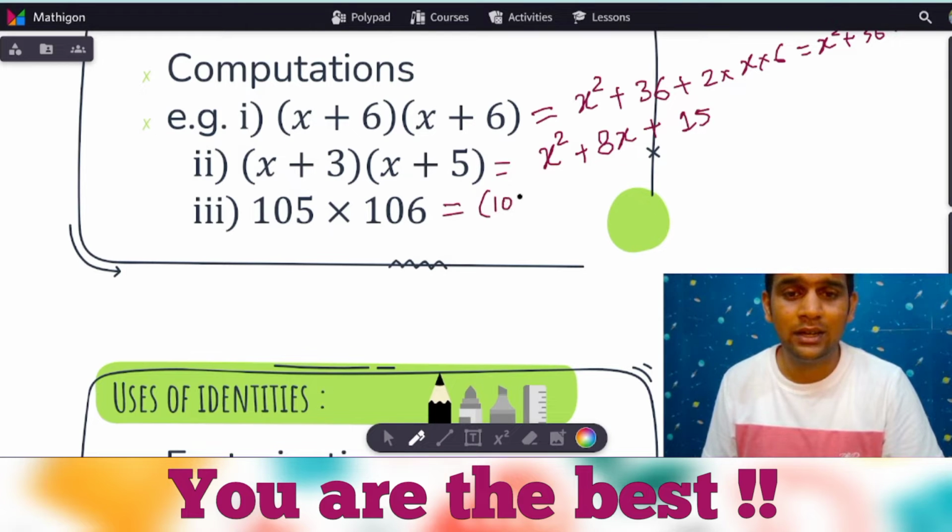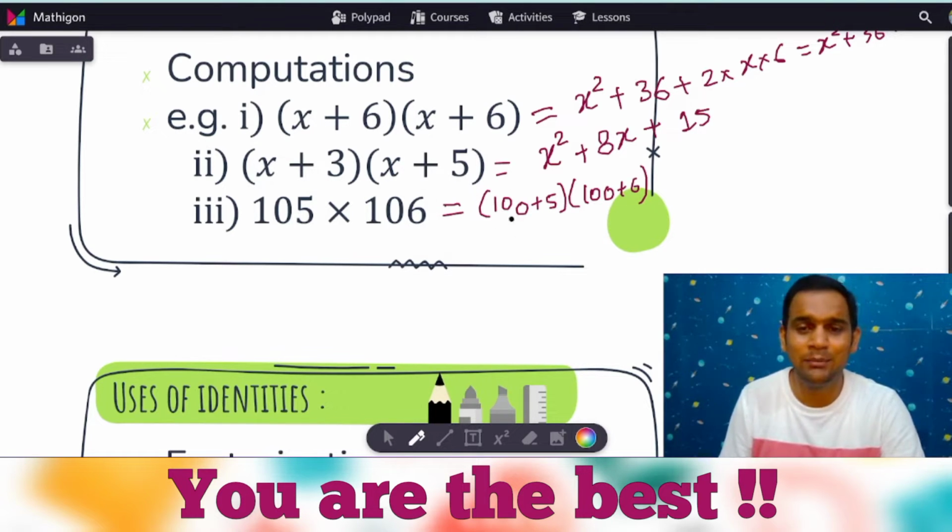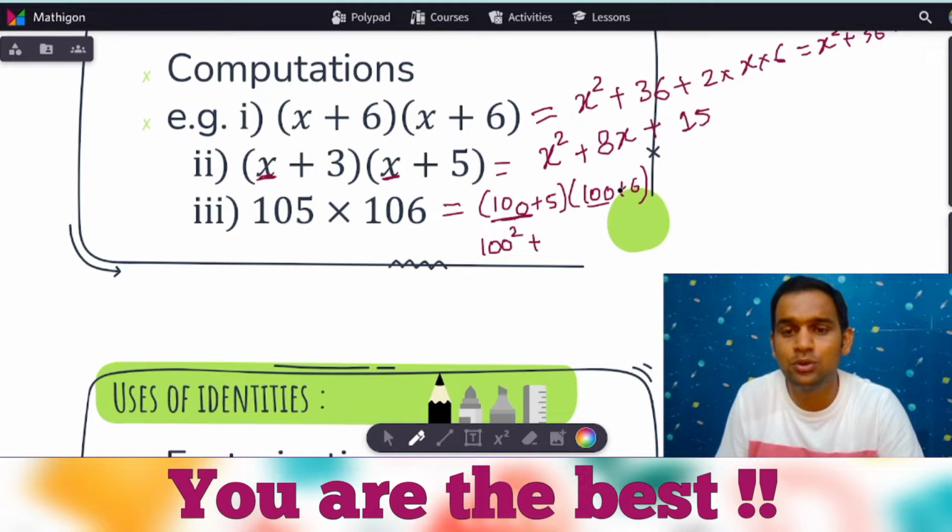You can write it as 100 plus 5 multiplied by 100 plus 6. Once again, this is the same as x plus a, because what do we observe? One of the terms is constant. Over here 100 is the same in both the terms, and 5 and 6 are varying. So what will be the answer? 100 square plus, you add both of them, 6 plus 5 is 11, times x. What is the same here in both the terms? It's 100. So 11 times 100 plus 6 times 5 is 30.